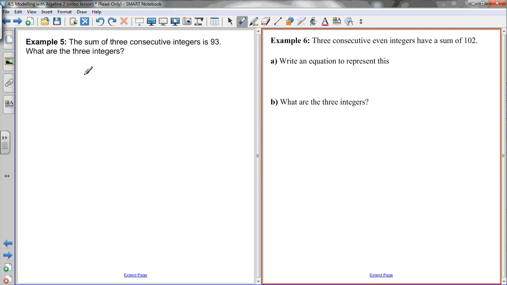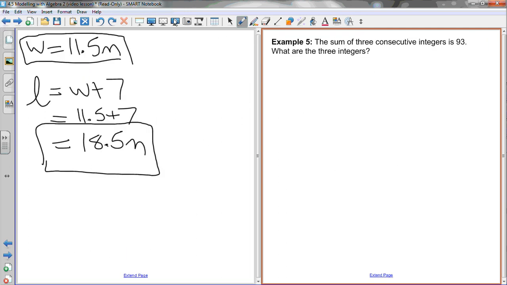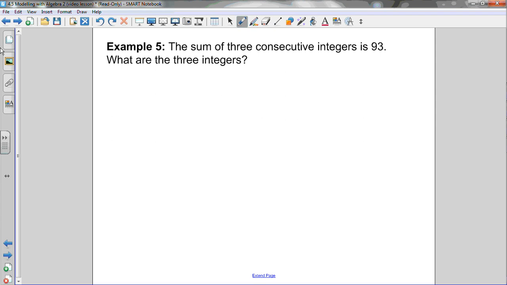Next question, example 5. The sum of 3 consecutive integers is 93. So I need to write an expression that represents 3 consecutive integers.